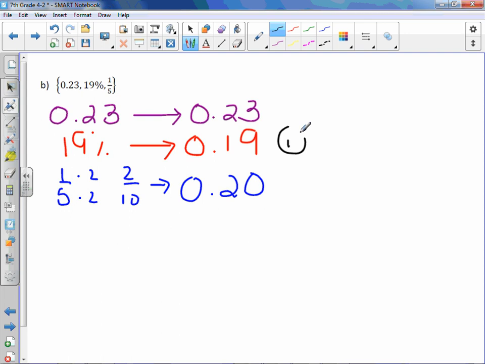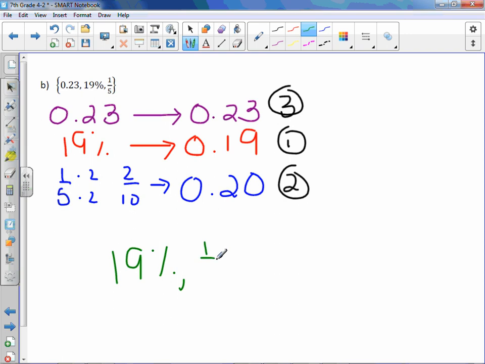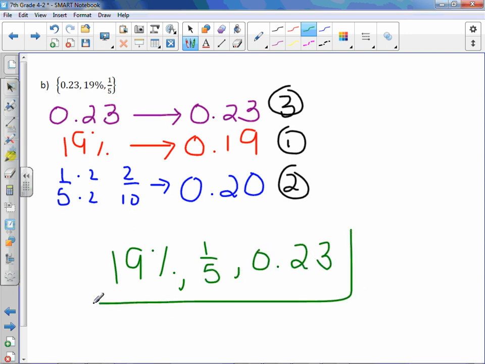From least to greatest, we have 1, 2, 3: 19, 20, 23. In original form, we have 19%. Then we have number 2, which is 1/5. And lastly, 0.23.